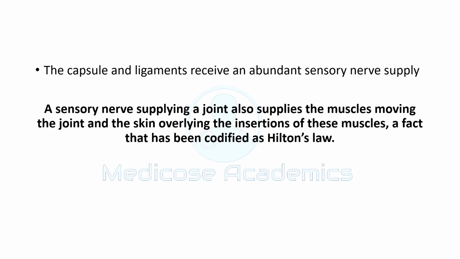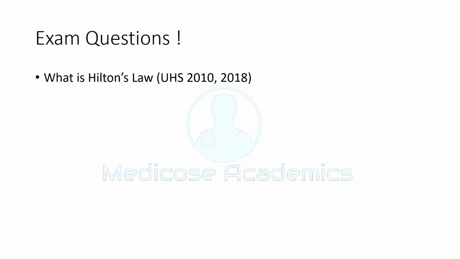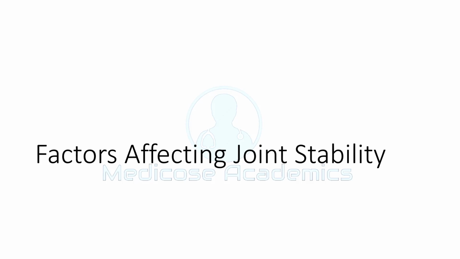Hilton's law. It is simple: a sensory nerve supplying a joint also supplies the muscles moving the joint and the skin overlying the insertions of these muscles. So in simpler words, the muscles that make a joint move have to be supplied by some nerves. In other words, the nerves that move a joint also supply the joint. So this is Hilton's law. It is frequently asked in UHS also.